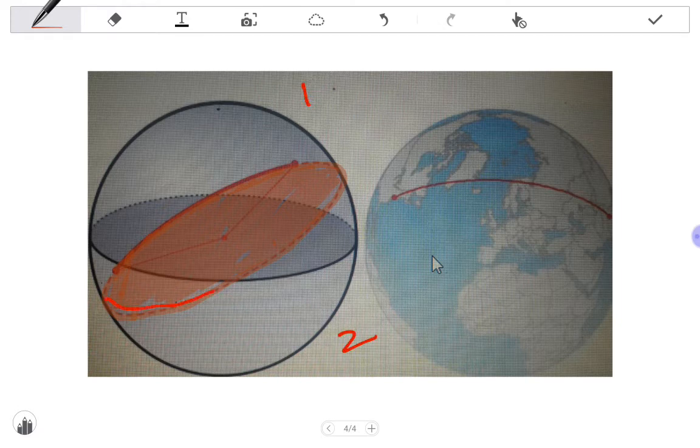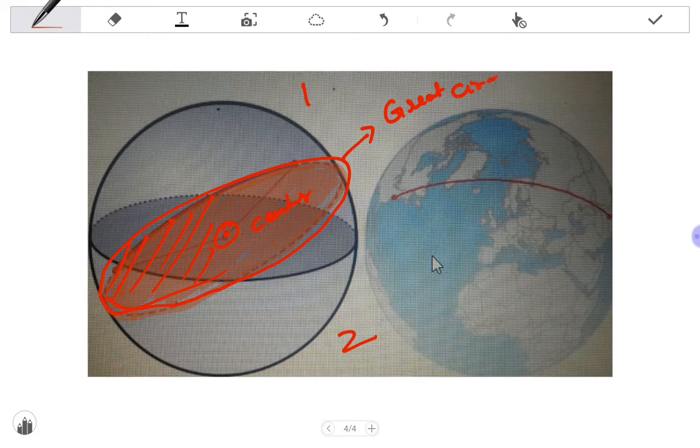So this circle will divide the earth into two equal halves. The circle's plane is passing through the center. So this circle is called a great circle.